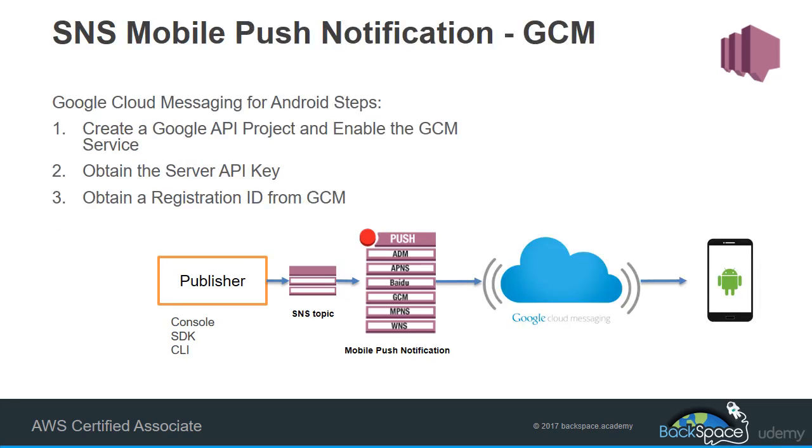For Google Cloud Messaging for Android, you first create a Google API project and then enable the GCM service, and then you obtain a server API key and then obtain a registration ID from GCM, which you then again use with SNS mobile push notification to forward messages through to Google Cloud Messaging and then on to subscribing mobile devices.